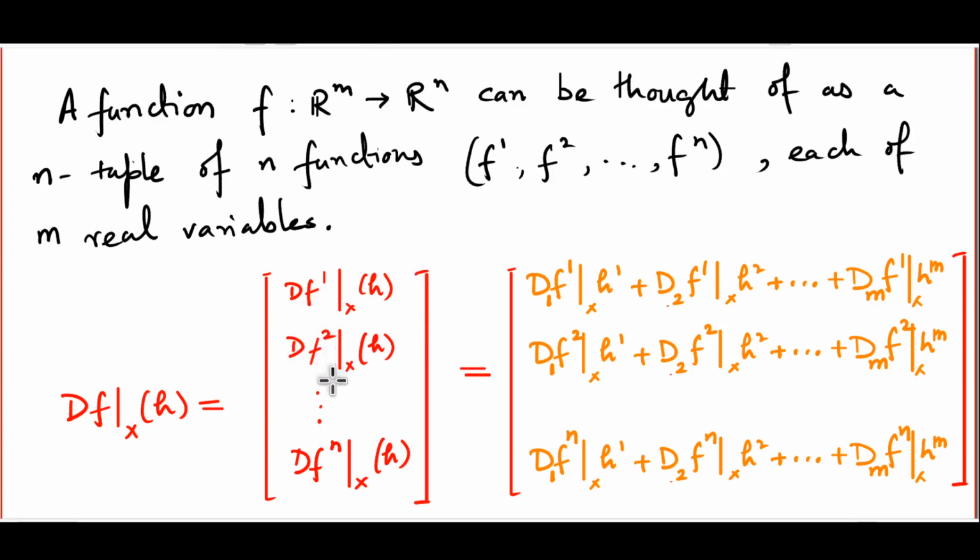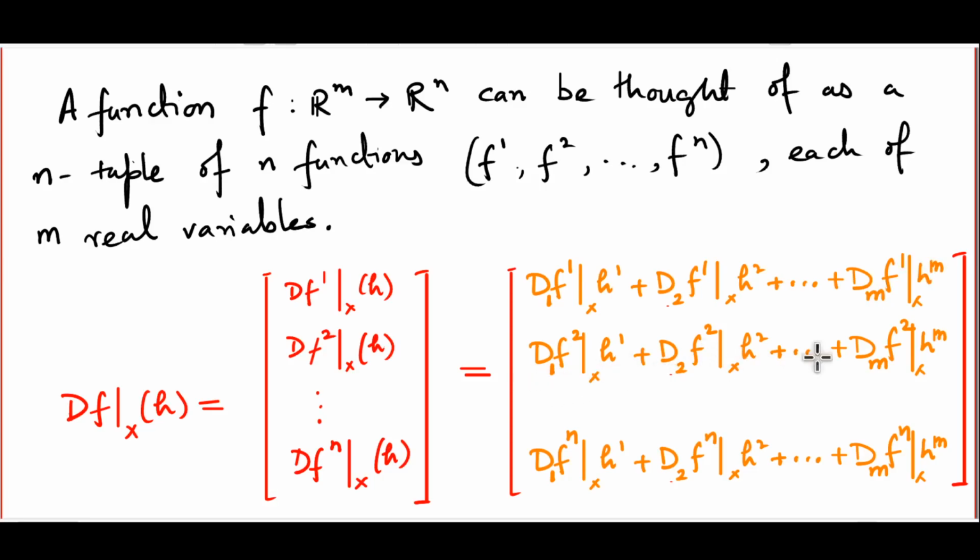Since f1, f2, f3 and so on all the way down to fn are each functions of m real variables, we can use whatever we have learned just now about functions from Rm to R to write down the expressions for df1x acting on h, df2x acting on h and so on. And df1x acting on h, as we have just seen, is nothing but d1 of f1 at x times h1 plus d2 of f1 at x times h2 plus all the way down to dm of f1 at x times hm.